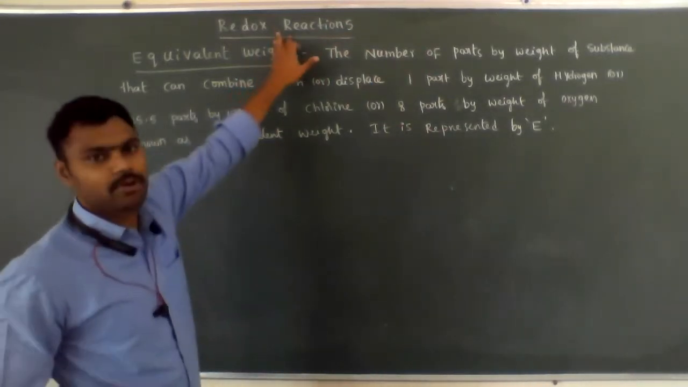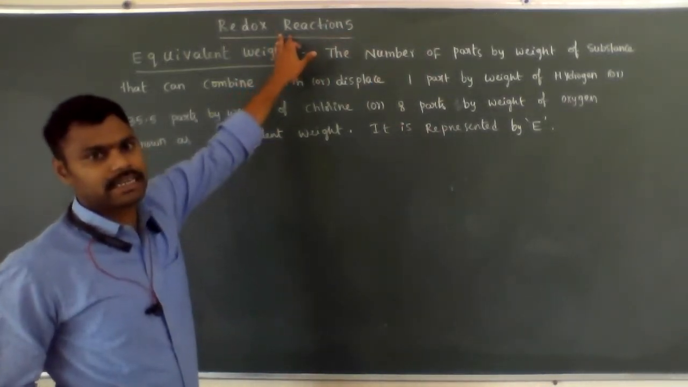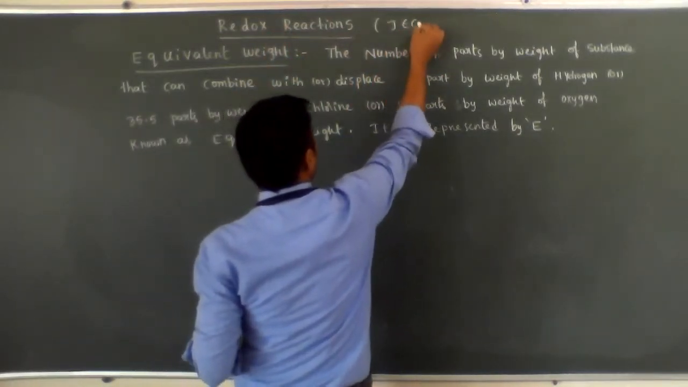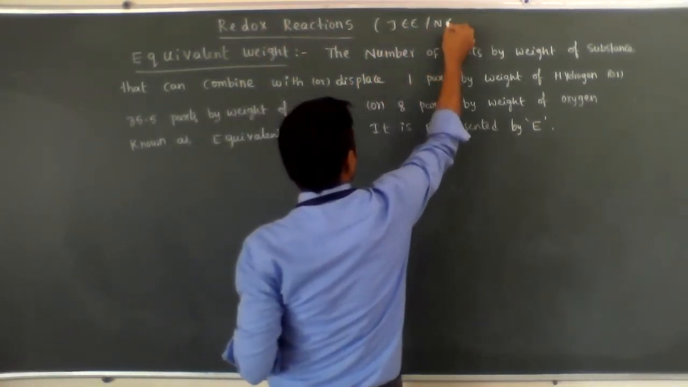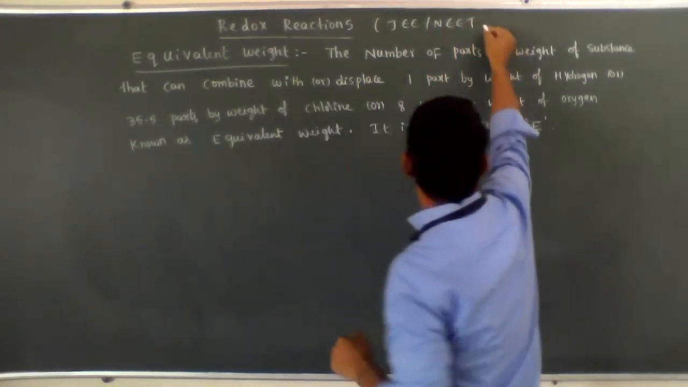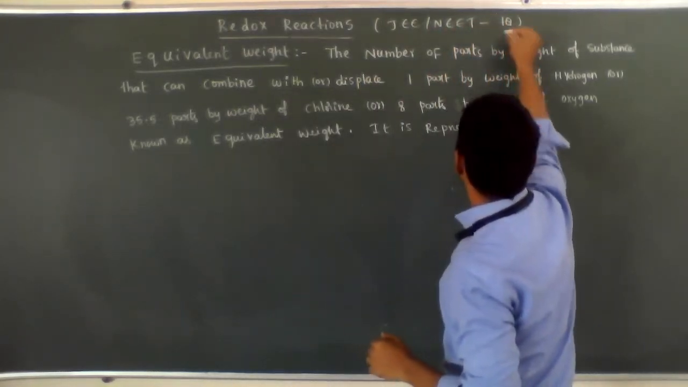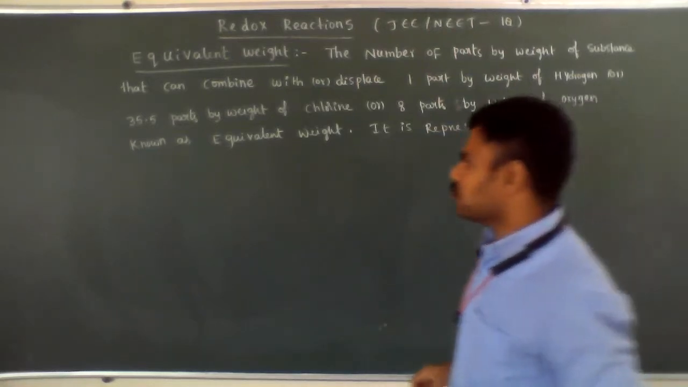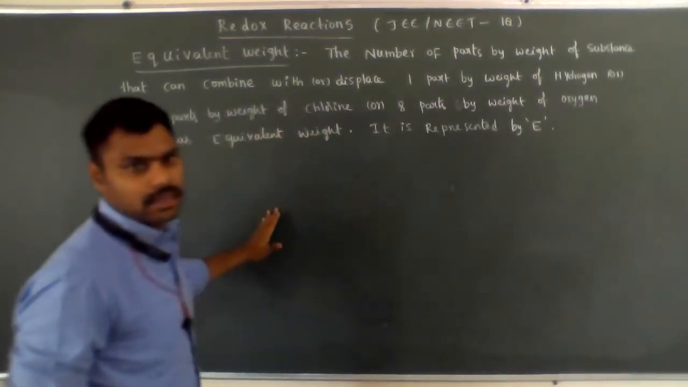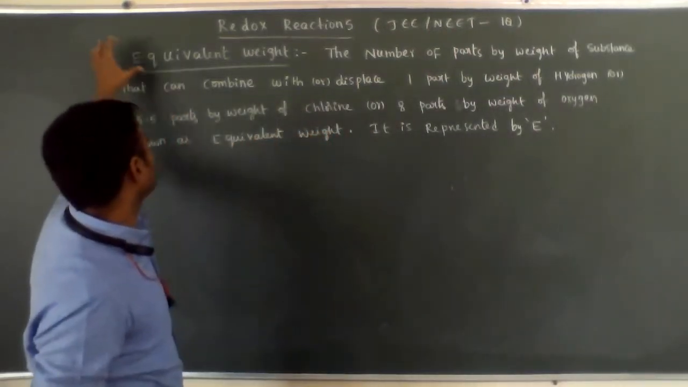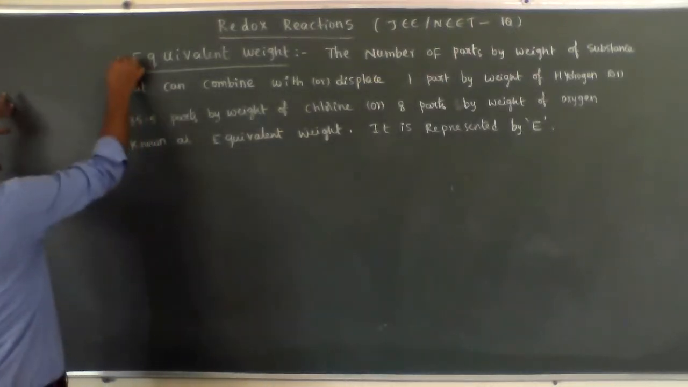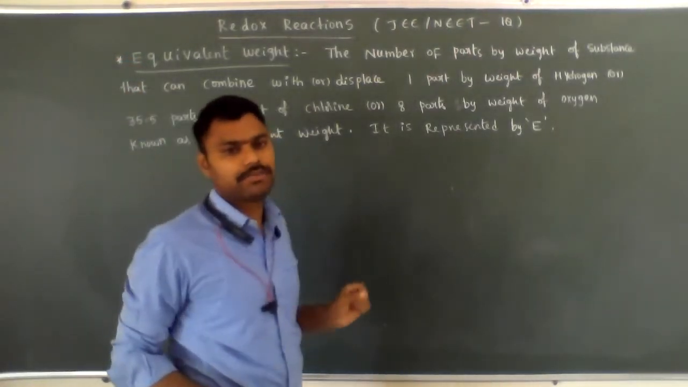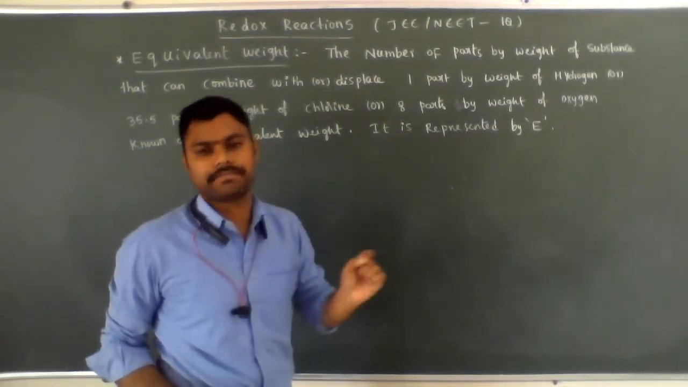This chapter is very, very important. For JEE and NEET, one question is guaranteed. In JEE and NEET examinations, they compulsorily ask one question every year from the redox reactions chapter. For redox reactions, the main important topic is equivalent weight and the calculations of equivalent weight. That equivalent weight concept is very, very important for calculations in normality.